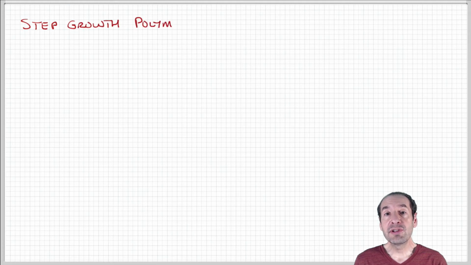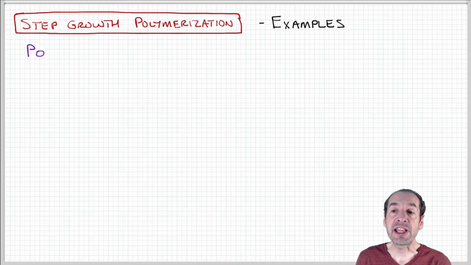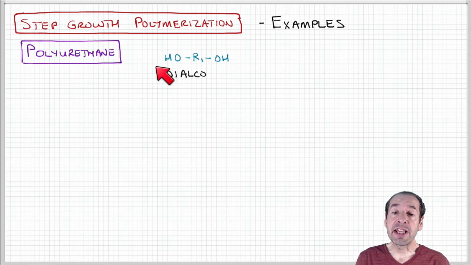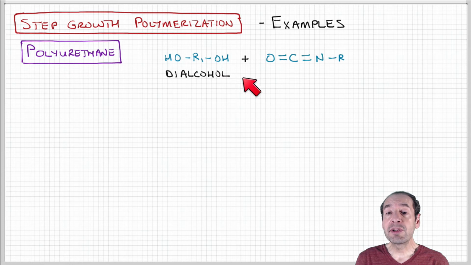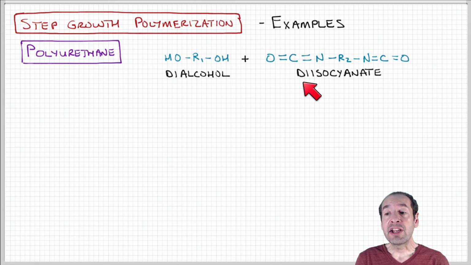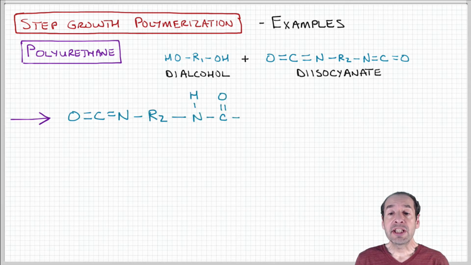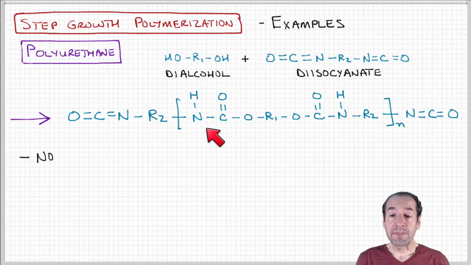Another class of materials that are produced using step growth polymerization are polyurethanes. Polyurethanes are a family of materials that are produced from monomer units that combine. One of them has alcohol functional groups, and the other one has isocyanate functional groups. So these two monomer units then combine to form a repeat unit that looks like this.